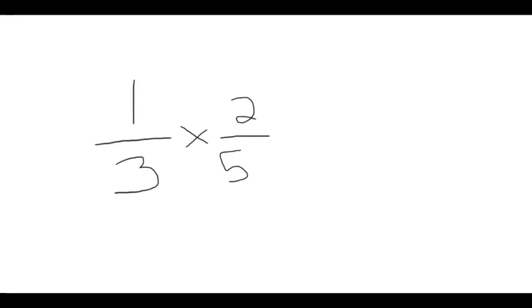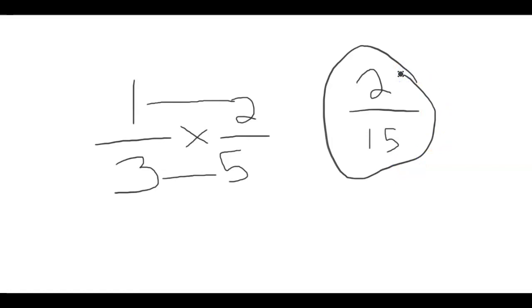Good morning, everybody. Today we are going to kind of piggyback off what we learned yesterday. Yesterday we learned how to multiply fractions, and we do that by multiplying our numerators and multiplying our denominators, right? So 1 times 2 is 2, 3 times 5 is 15. That's already in simplest form because there's no common factor, so that's my answer, 2/15.